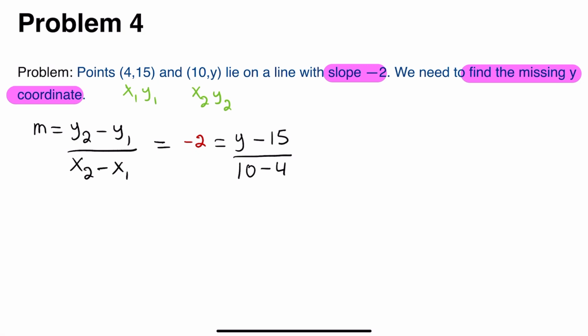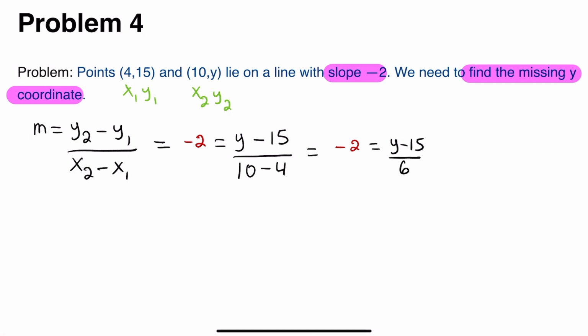But before doing so, I want you to think about something before we solve. If the slope is negative, do you expect y to be larger or smaller than 15? Let's go ahead and work this out. We have -2 equals y minus 15 over 10 minus 4, which is 6.